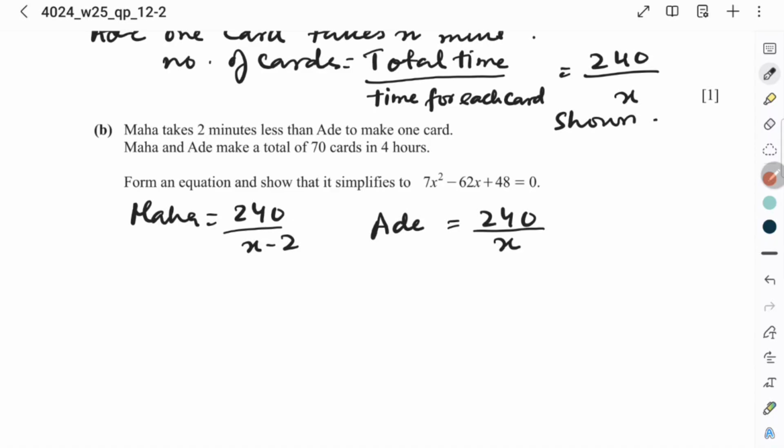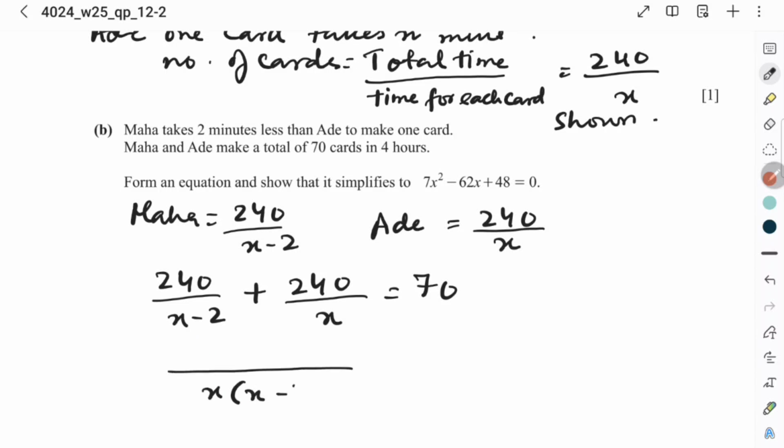For example, for each hour it will be 60 upon. Okay, now form an equation to show it simplifies to 7x² − 62x + 48 = 0. So total time x − 2 for Maha and Eddie, we just added and write down 70. So 70 cards. You have to take the LCM, x into x − 2, then 240x + 240 into x − 2 equals 70. Okay, now do it.